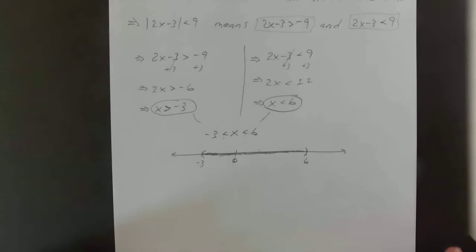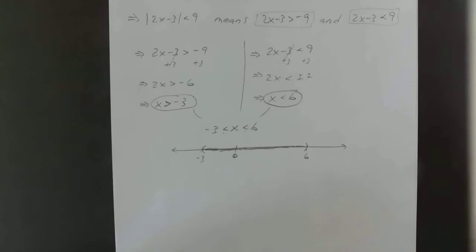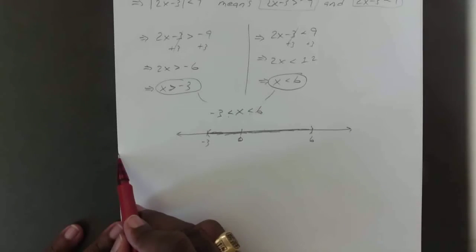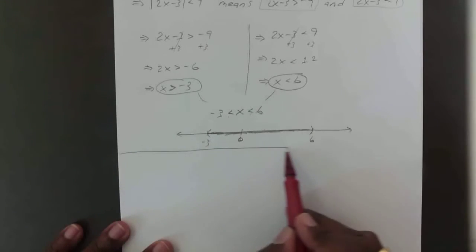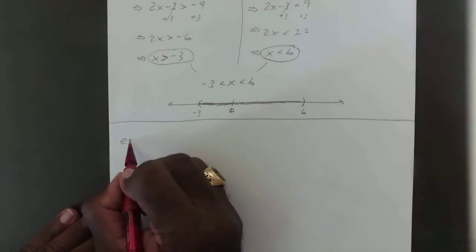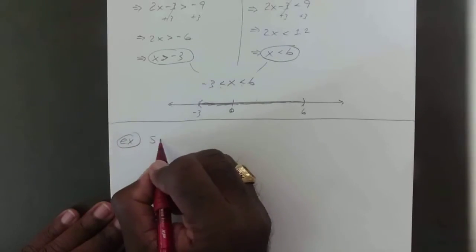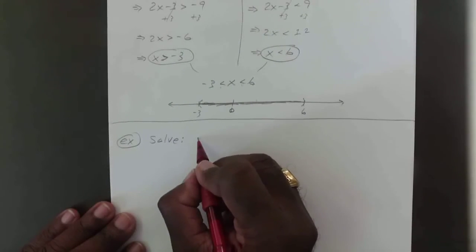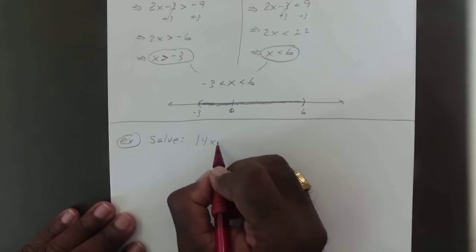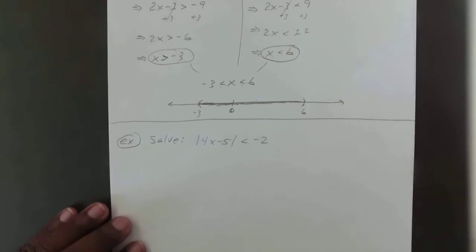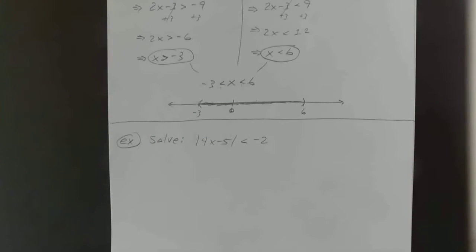All right. Actually, I'm going to do this next example right up under it because it's really quick. Okay, so what if we wanted to solve, and I'll give you a second to start on this one. 4x minus 5 is less than negative 2. All right, I'll give you a second to start that one.